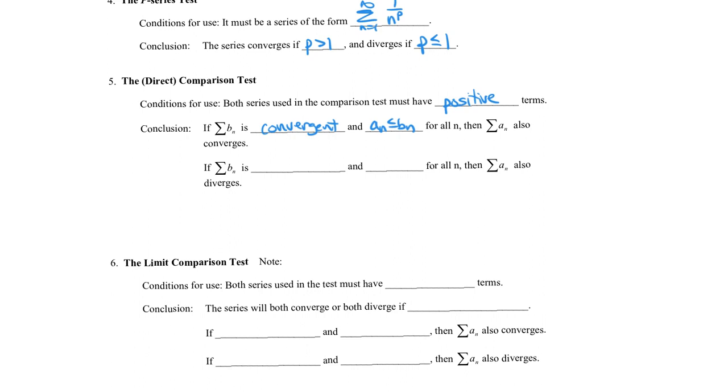Okay, and then the other part of this is that if this series b sub n is divergent and a sub n is greater than or equal to b sub n for all n, well then a sub n also diverges, right? So if b sub n is divergent, we add this up, it goes to infinity, and a sub n is even bigger. So a sub n is also going to have to go to infinity, right? So b sub n is divergent and a sub n is greater than or equal to b sub n for all n, then a sub n also diverges. Okay, so that was the direct comparison test.